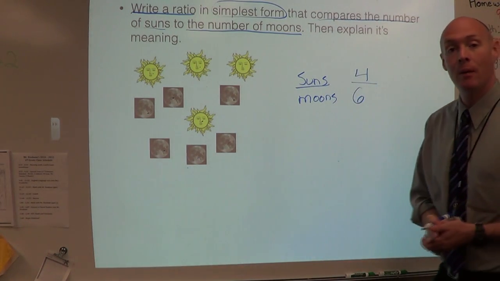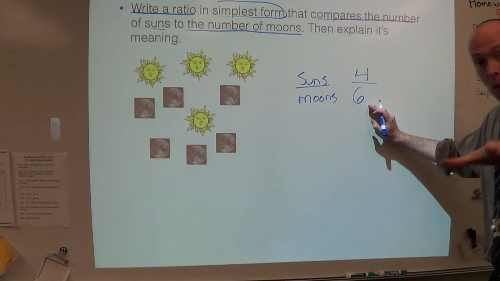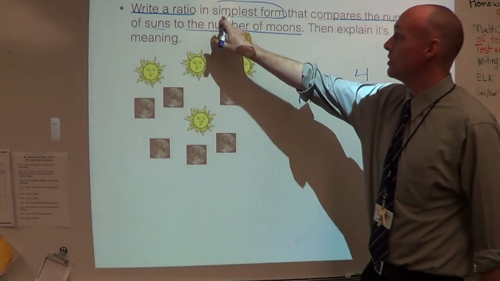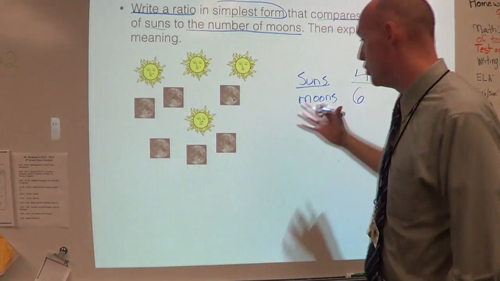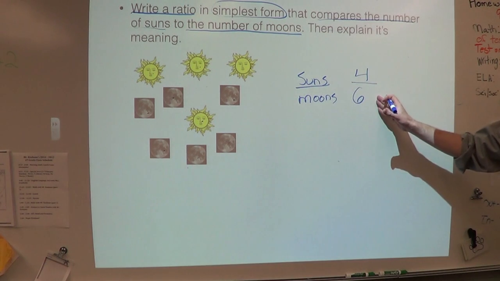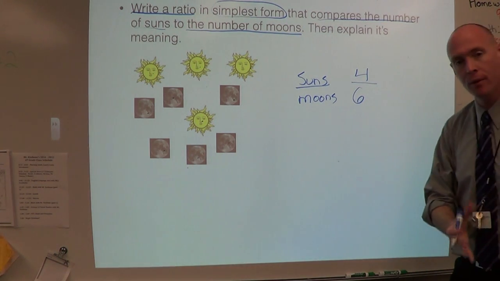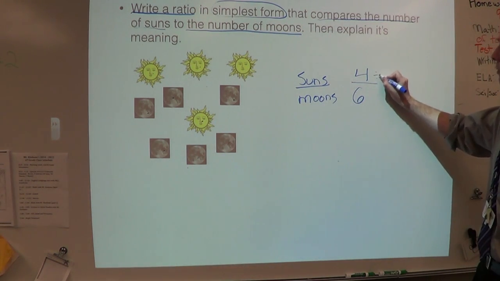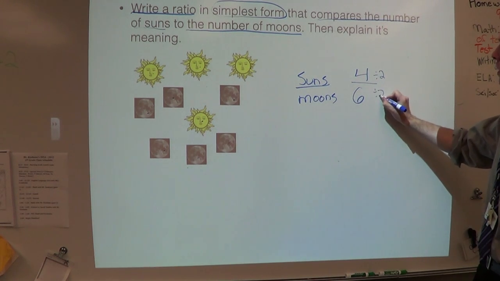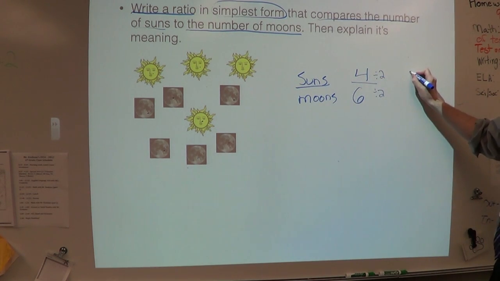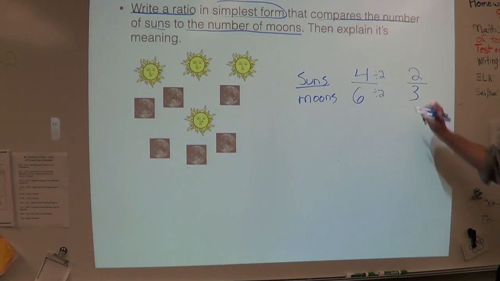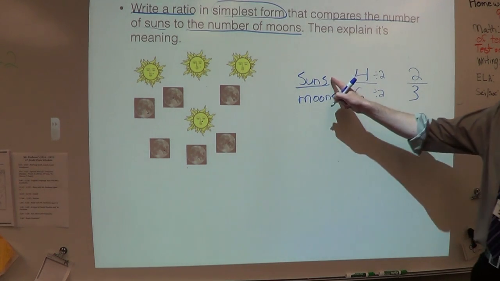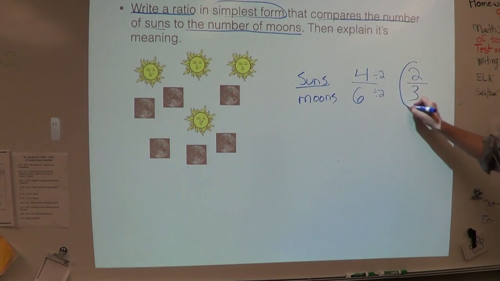Perfect. Now, 4 to 6 is an okay ratio, but it asks us to write it in simplest form. So now we're just going to go ahead and reduce this fraction. 4 6, I think what number can go into both? 2. Divide both by 2. 4 divided by 2 is 2, and 6 divided by 2 is 3. So therefore, my ratio of suns to moons is 2 to 3.